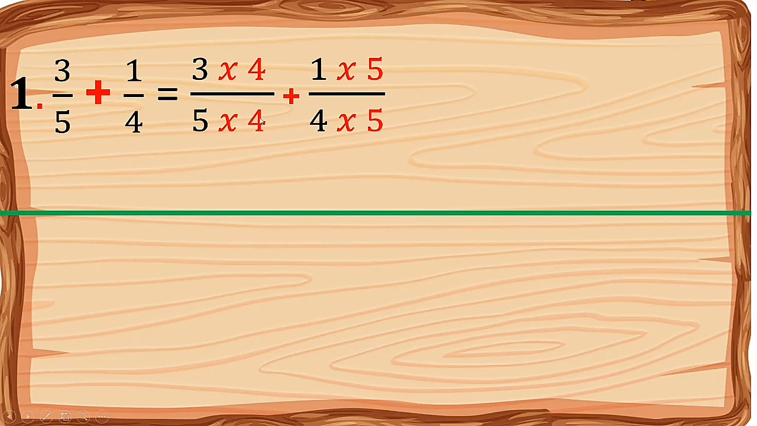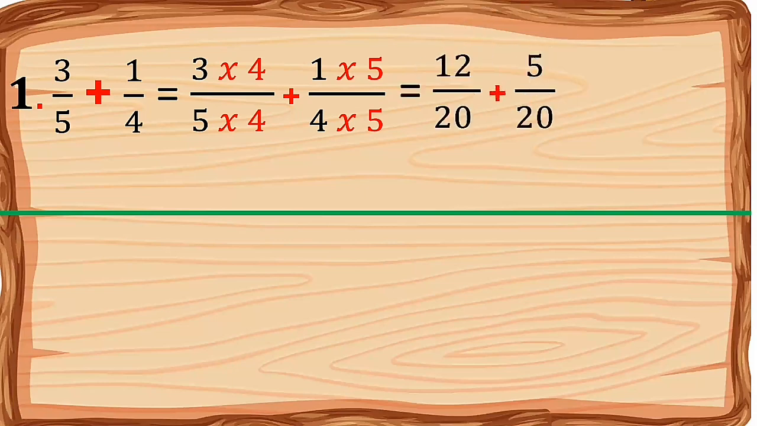Now, if you multiply 4 to the denominator 5, you will also multiply 4 to the numerator 3. Same here, if you multiply 5 to the denominator 4, you must also multiply 5 to the numerator 1. Okay, so we have 3 times 4, which is equal to 12, and then 5 times 4, it's equal to 20, plus 1 times 5, which is equal to 5, and then 4 times 5, it's equal to 20.